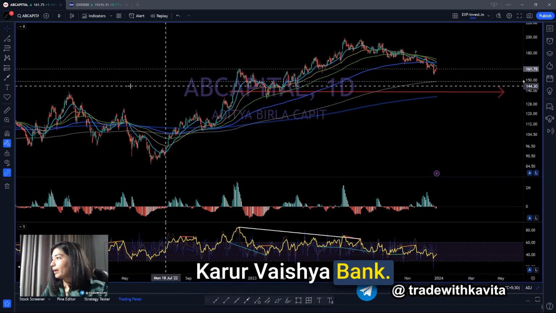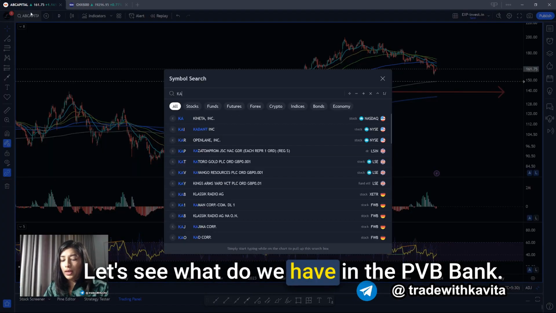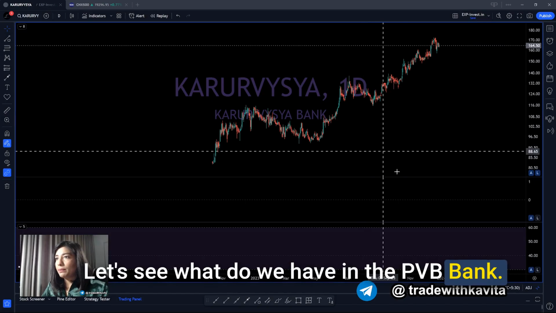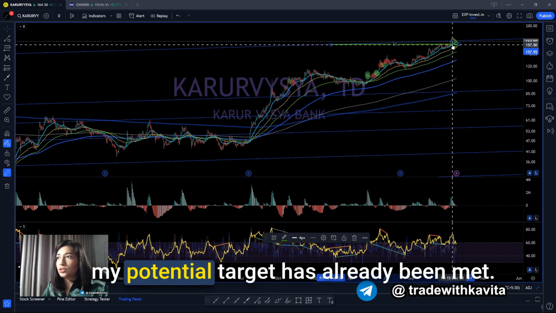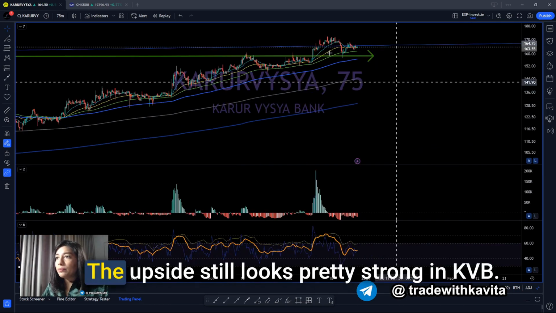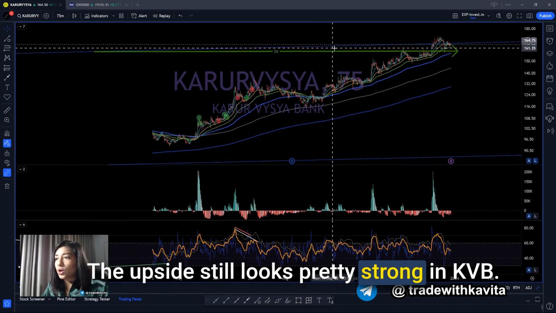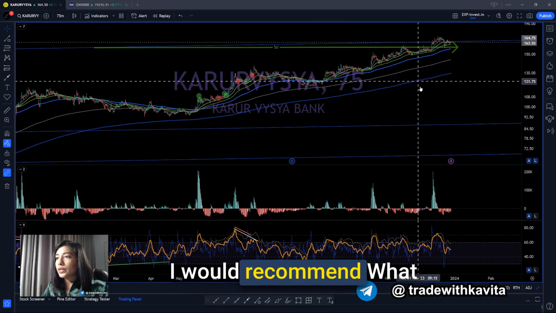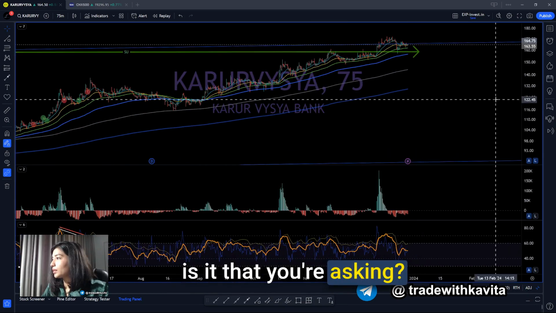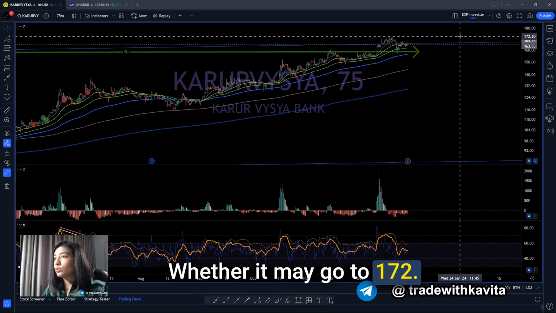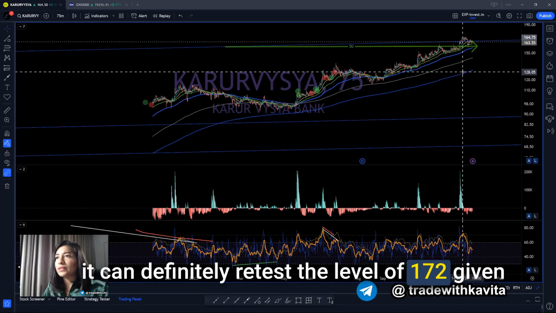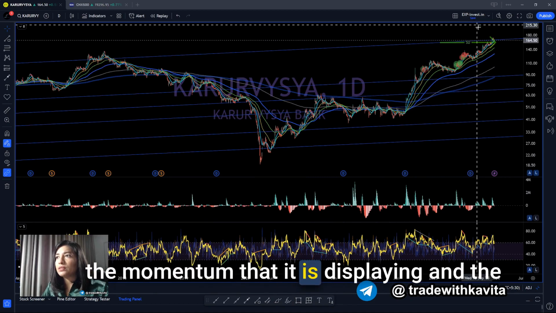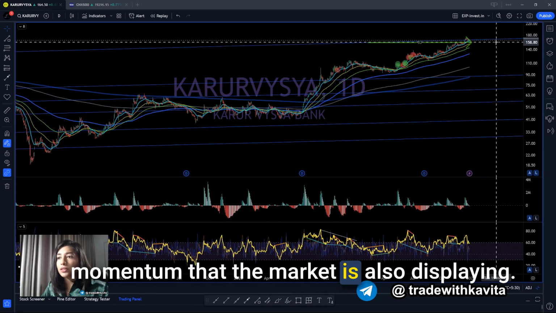Karur Vysya Bank. Let's see what we have in the KVB Bank. Strong underlying trend. But I can see that my potential target has already been met. The upside still looks pretty strong in KVB. What is it that you're asking? Whether it may go to 172. So one target has already been touched, and it can definitely retest the level of 172 given the momentum that it is displaying and the momentum that the market is also displaying.